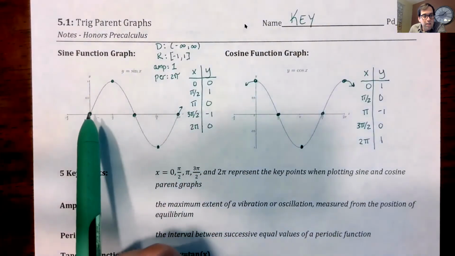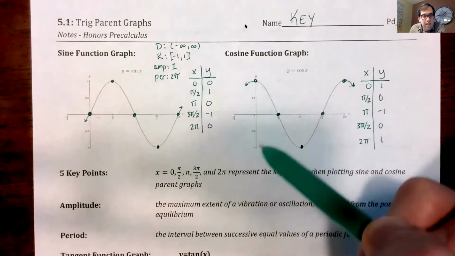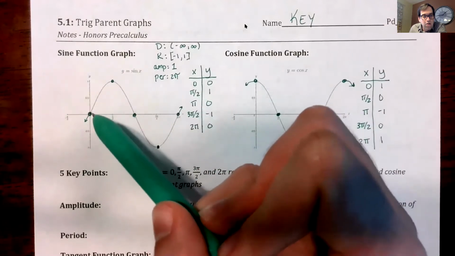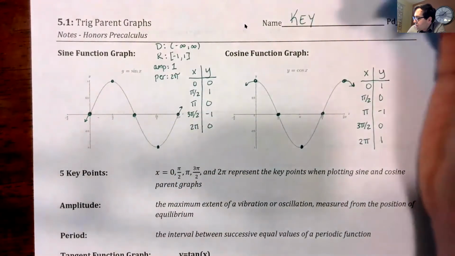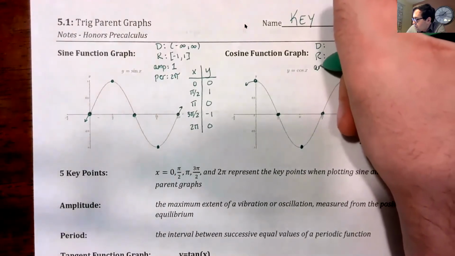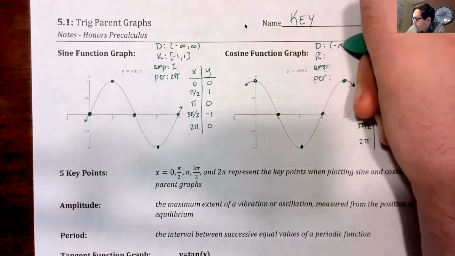The period is what's the x distance before the whole thing starts to repeat itself again. And that's going to be this whole 2 pi. Right here is where it starts to start over. And the cool thing about sine and cosine is that they have the exact same domain, range, amplitude, and period. And you saw that the other day.